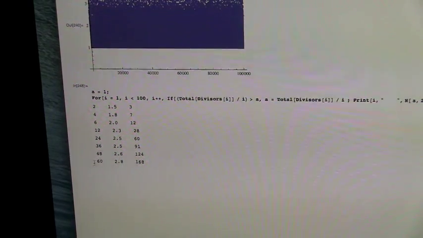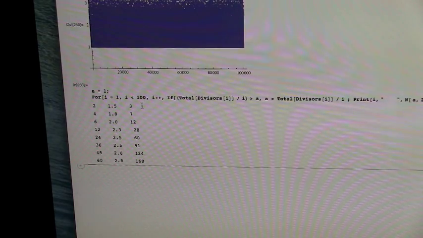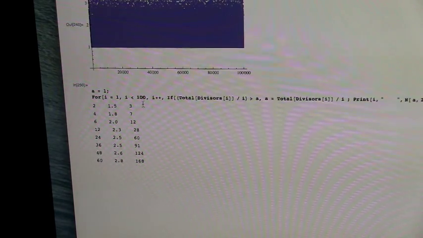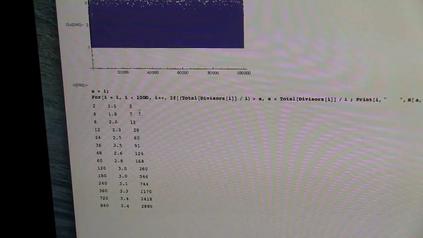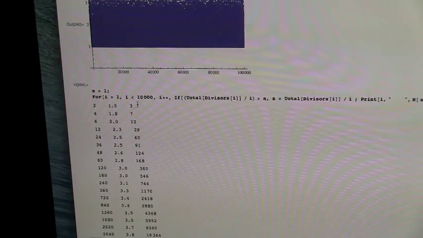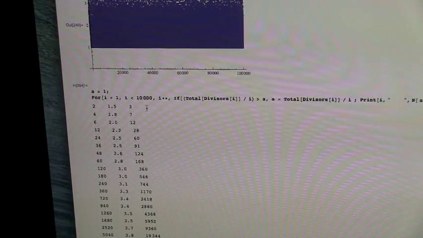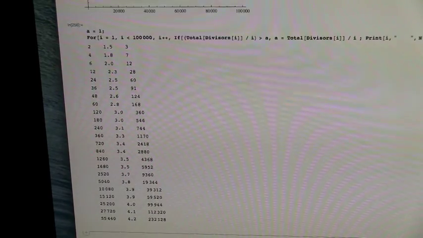60 gets to 2.8, but now I can go up to 1,000. Oh, now I'm above 3. Now I can go to 10,000. Do I find a number above 4 yet? Not yet. 100,000. Oh, there's the first one above 4.